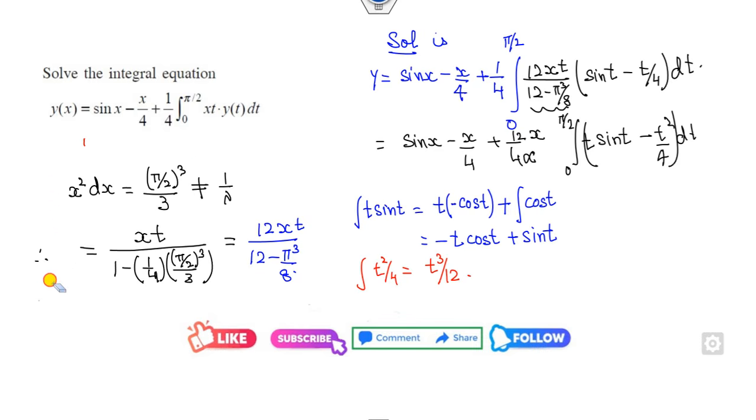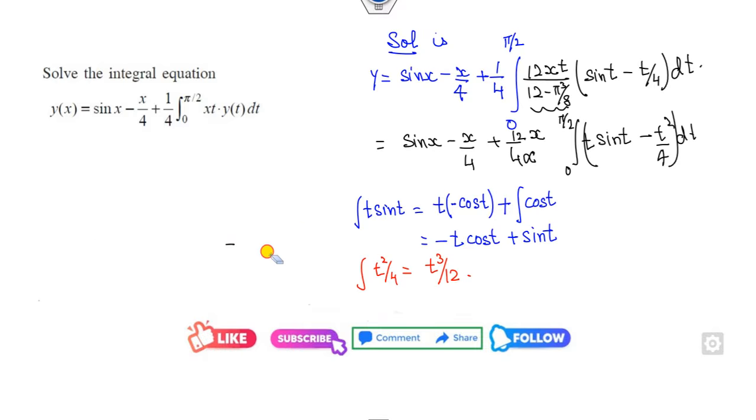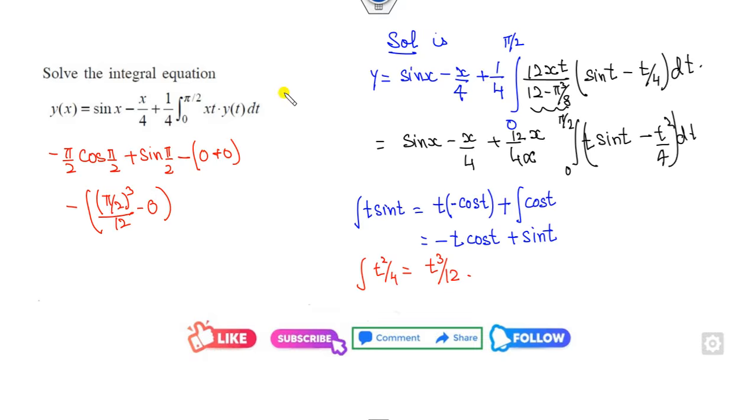So let me clear this screen. Now I can substitute the upper and lower limit both. So lower limit is 0, upper limit is pi by 2. So I can substitute this part: minus pi by 2 cos pi by 2 plus sin pi by 2, minus the lower limit, which is 0, sin 0 is 0, minus t cube by 12, upper limit is pi over 2 cube and lower limit is 0. So clearly this term is 0 because cos pi by 2 is 0. This is 1 minus pi cube over 8 divided by 12, which is the same thing as here.